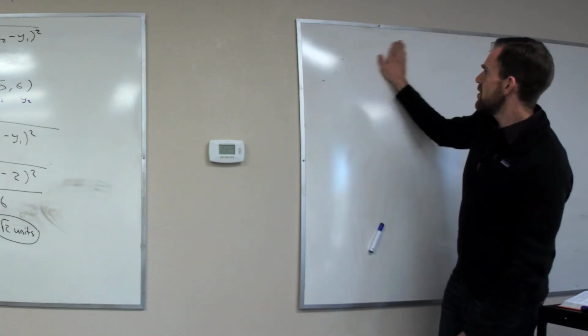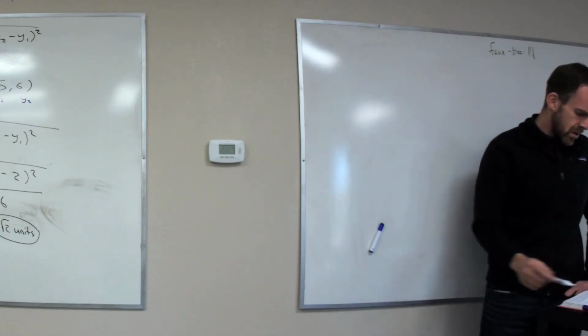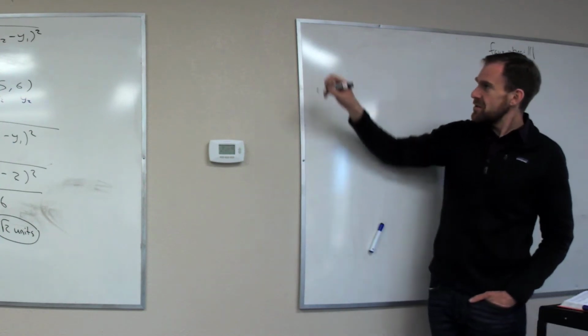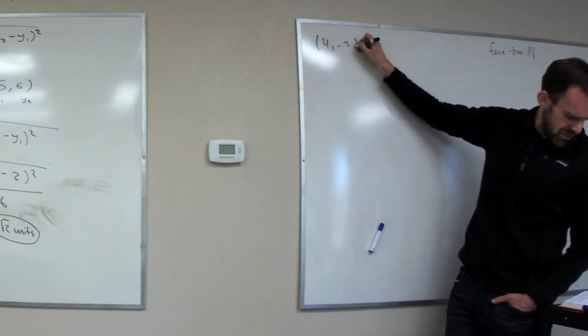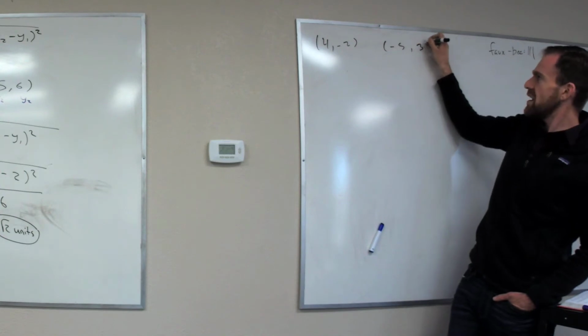Okay. Let's try another, shall we? Let's find the distance between 4, -2 and -5, 3. Go.